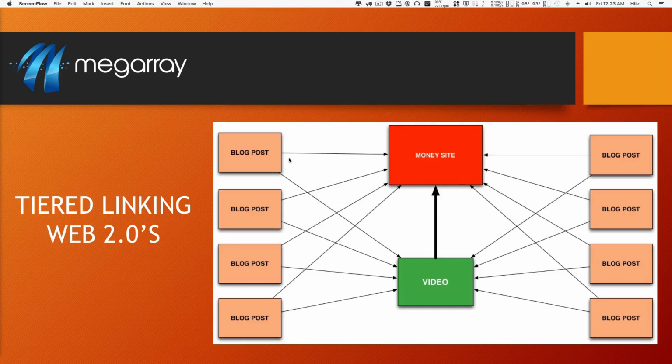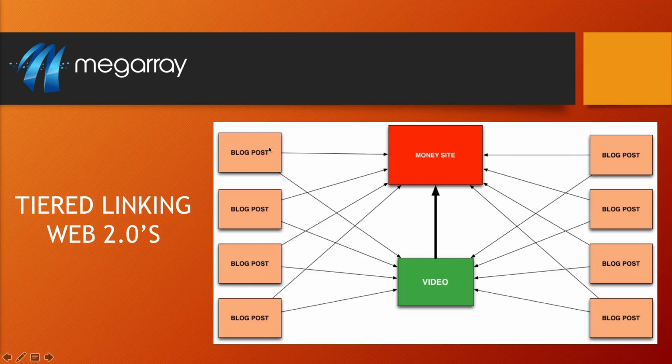Well, when you do the video embed code, you also get a link to your money site. So what happens is each one of these blog posts, because you're embedding the YouTube video, you're getting a link back to the YouTube video, and you're getting a link to your money site because your money site URL was in the video description.